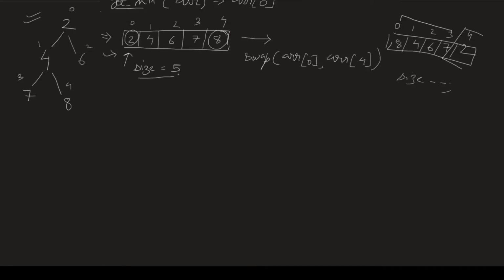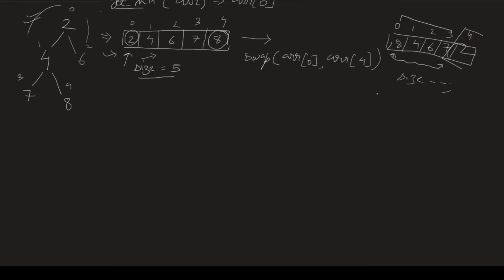And why are we decreasing the size? We are decreasing the size because we want to remove this 2 from the heap. And we know that the heap is represented in the form of an array. So this complete heap is represented in this form. If I decrease the size by 1, it means that now only these elements will be there in the heap. So by reducing the size, I am removing this element.